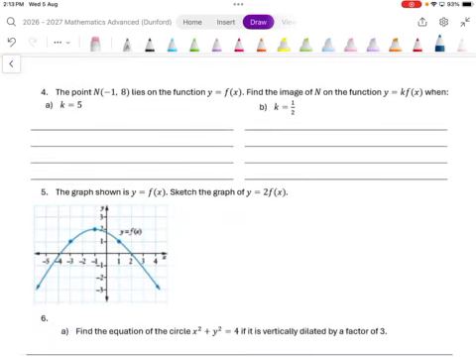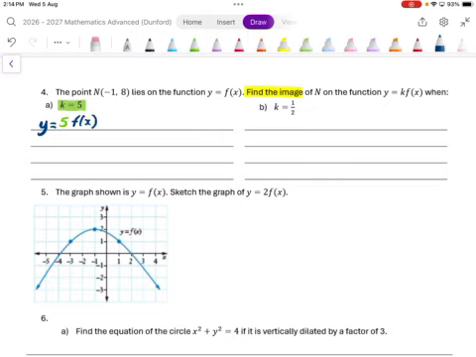Okay, the next question, on the next page. We have the point N is negative 1, 8. It lies on our function, and we want to find the image of N on the function if we have y equals k f of x. So our k value in our first one is 5, which means we'll have y equals 5 f of x.